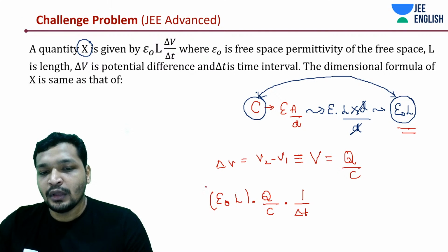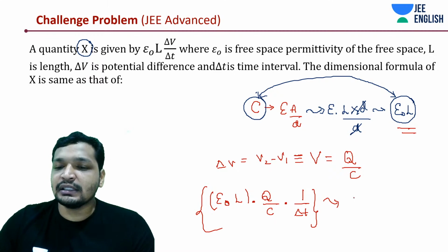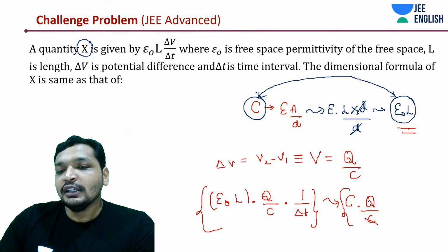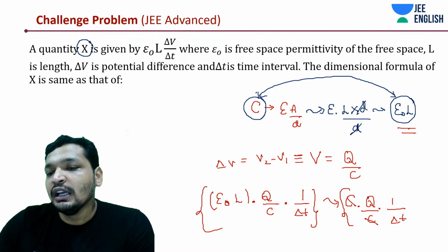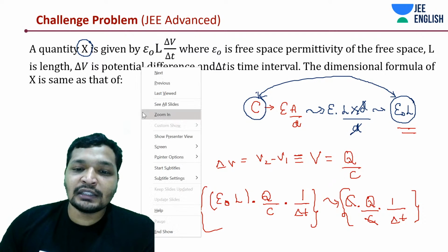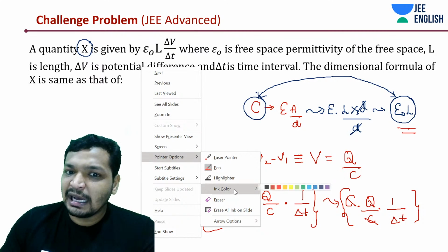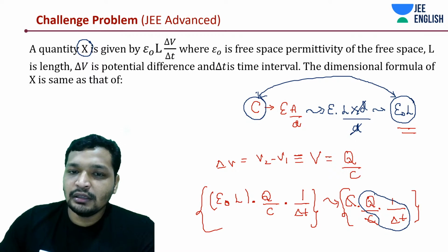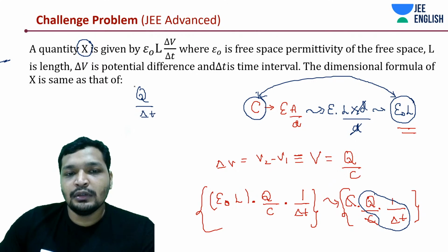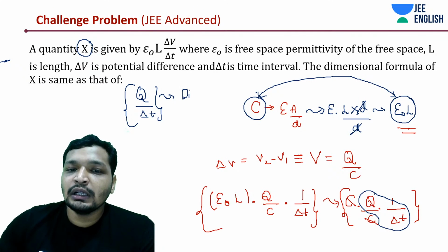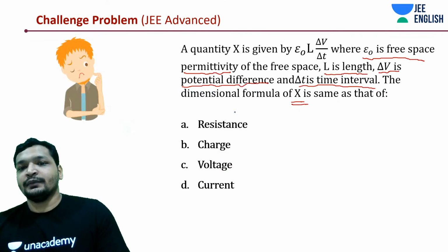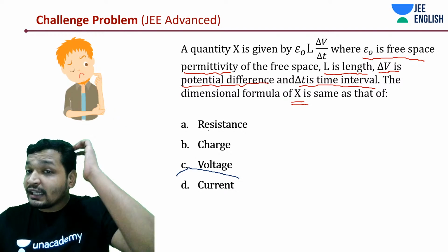1 by delta T. So this can be written correspondingly as Q by C, Q into 1 by delta T. What is Q by delta T? It corresponds to current. Q by delta T has the dimensions of current. Am I correct, students? Yes. Simple. So the nature of X is going to be like current.